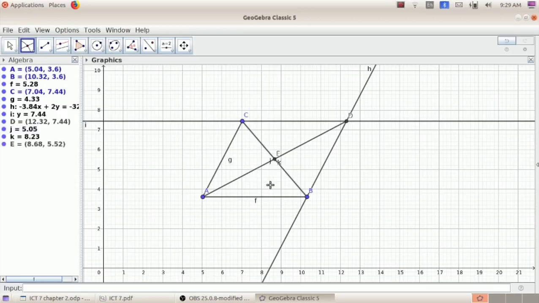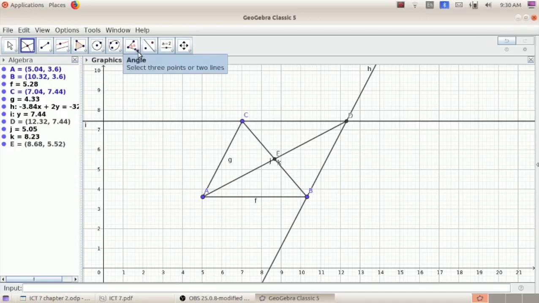Now what is the question? We have to prove that this point E is the midpoint of the diagonals. That is, first diagonal is AD and E is the midpoint of AD. We have to prove that AE is equal to ED. Similarly, for this diagonal BC, we have to prove that E is the midpoint of that diagonal. That means we have to prove BE is equal to EC. How can we measure this?